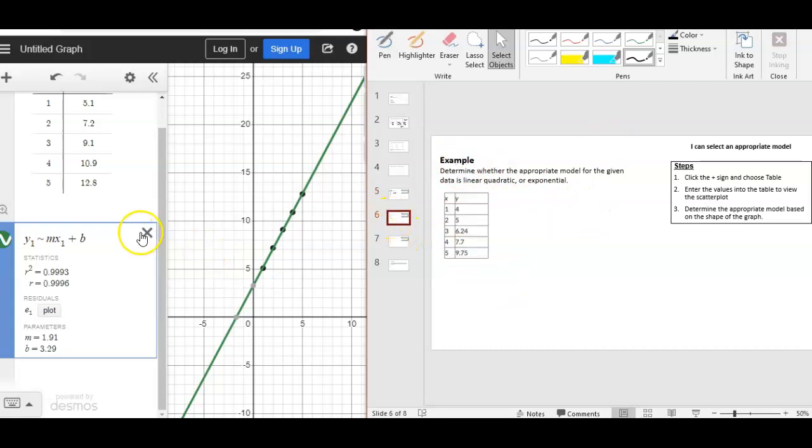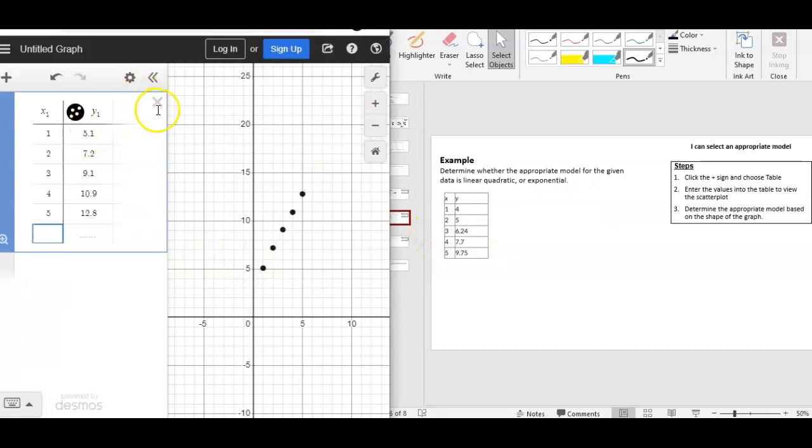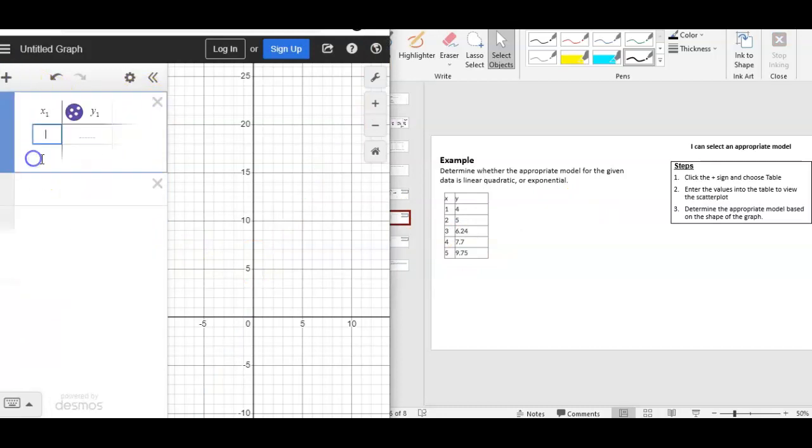Now let's try this one. So here we have these new data points. So I'm going to clear this out and I'm going to enter my table. So I have 1, 2, 3, 4, and 5. And then my data points over here.